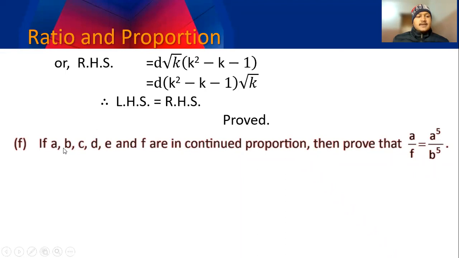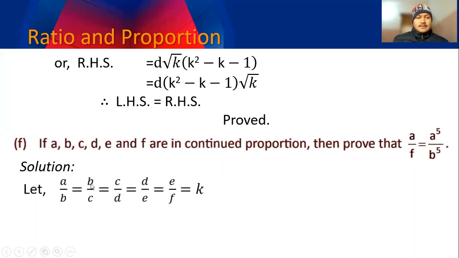The numbers or values A, B, C, D, E, and F are in continued proportion. Then prove that A by F is equal to A power 5 divided by B power 5. This is the question given to us. A, B, C, D, E, and F are in continued proportion. That means A by B is equal to B by C is equal to C by D is equal to D by E is equal to E by F.